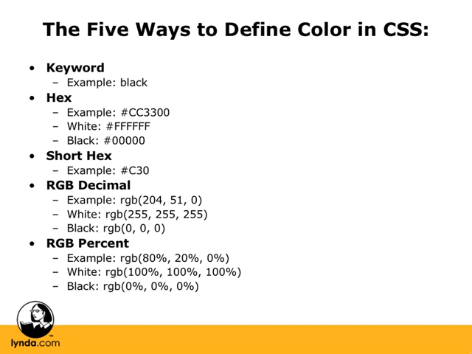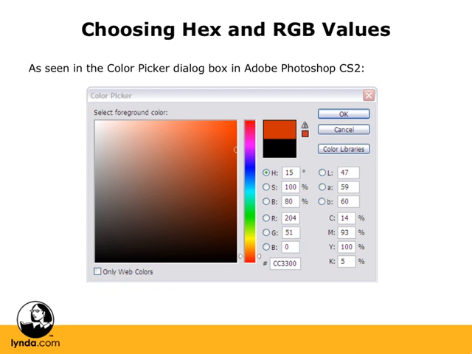Now, I said that the hexadecimal pairs go in the range of 00 to FF. That's equivalent to the decimal range 0 to 255, which is why the RGB decimal notation uses that range. White in RGB decimal is 255, 255, 255. Black is 0, 0, 0. So the equivalent of CC3300 is 204, 51, 0, just like we saw on our Photoshop color picker: CC3300, 204, 51, 0.